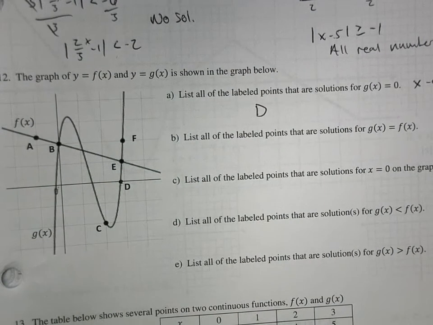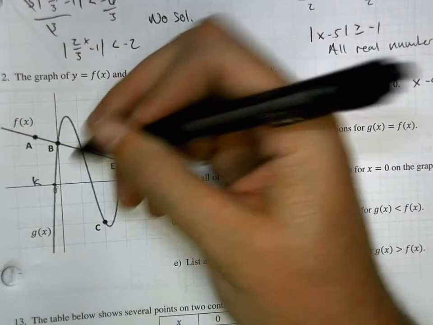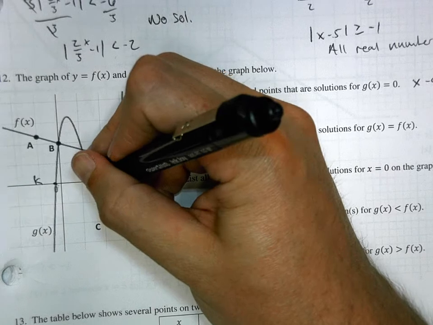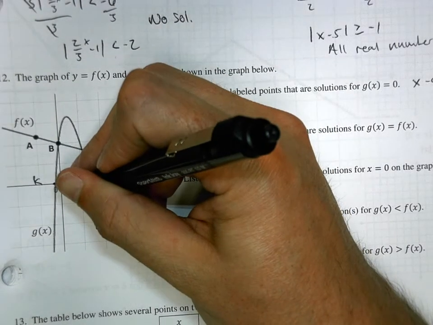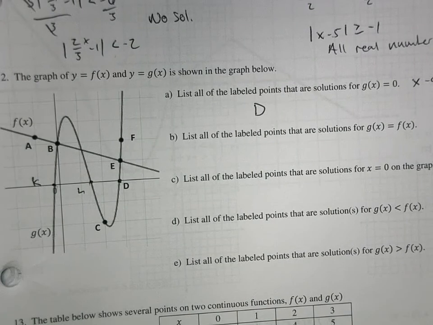Okay. But if I were to add some points, maybe I call this one K, and I call this one over here L. I could also add K and L additionally, if those were there.